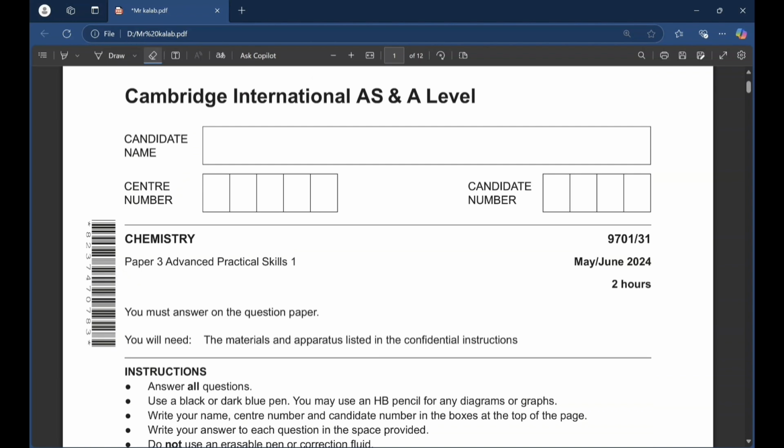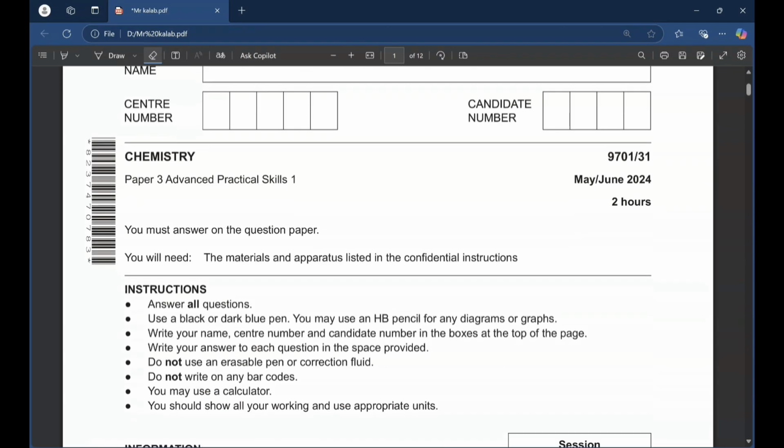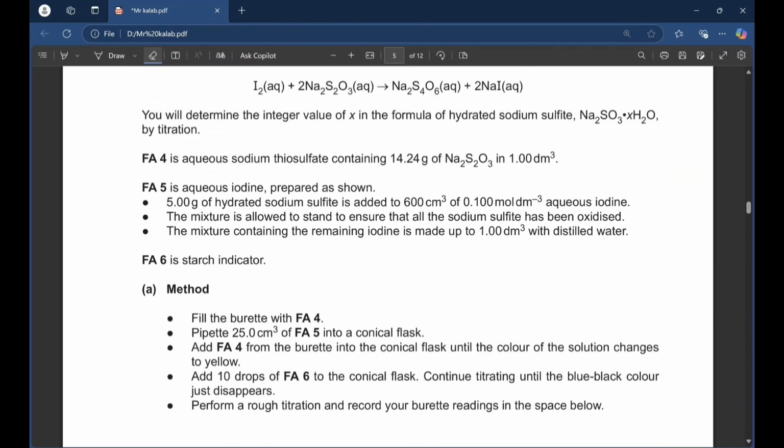This is part 2 for the Cambridge International AS and A-Level Advanced Practical Skills 1, question number 2. In this video, we're going to focus on solving the questions for the practical problem in question number 2. Now, this is the question.